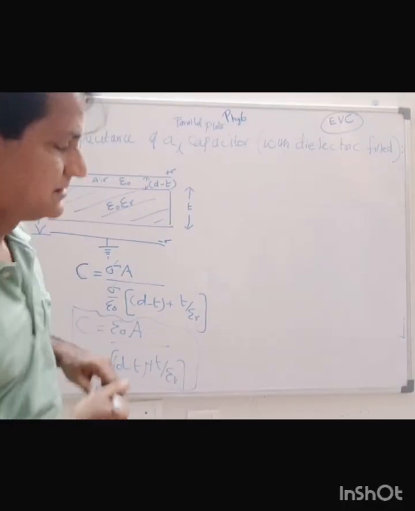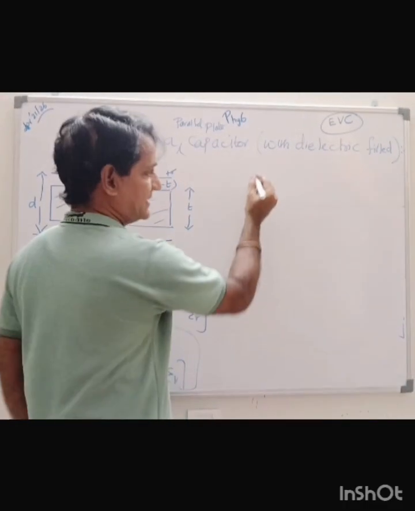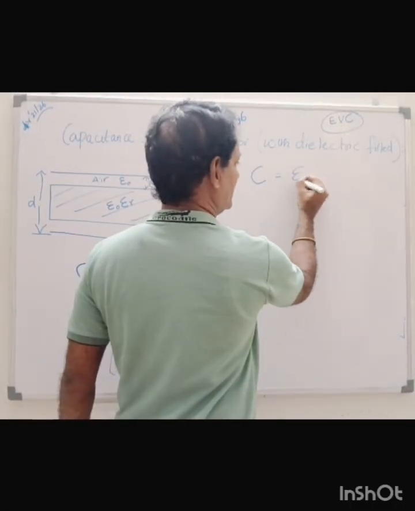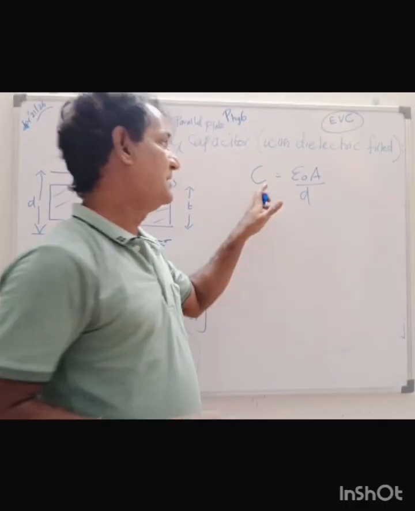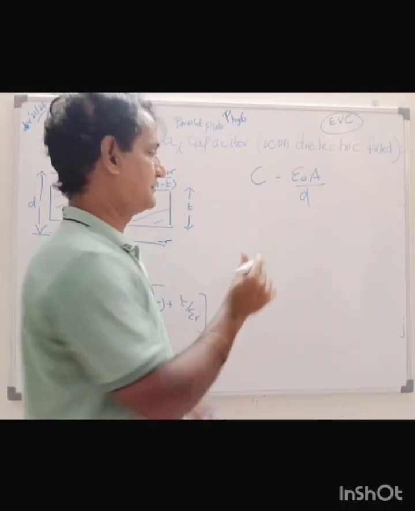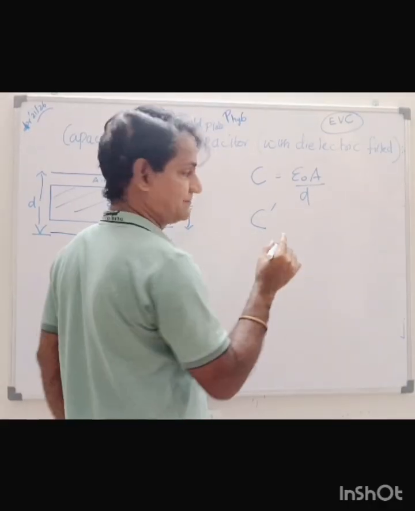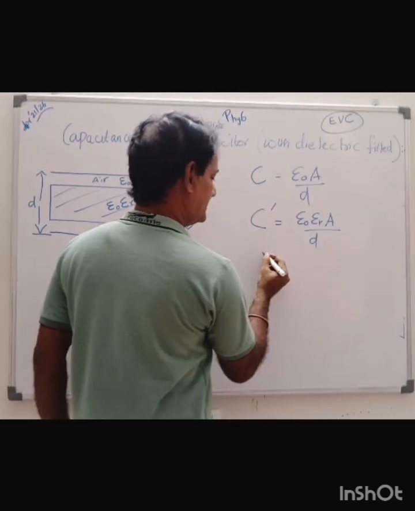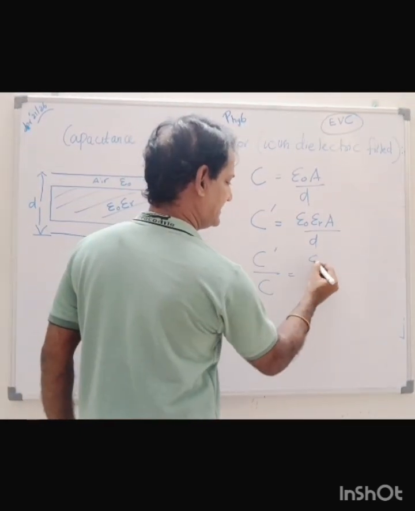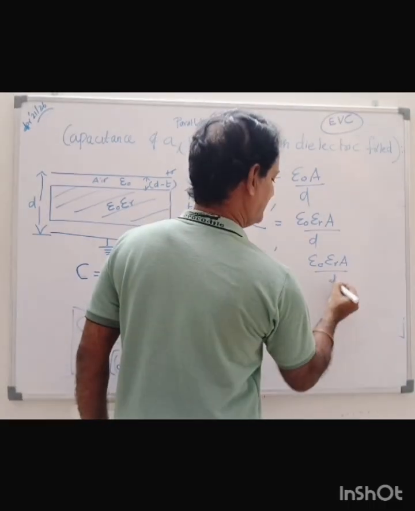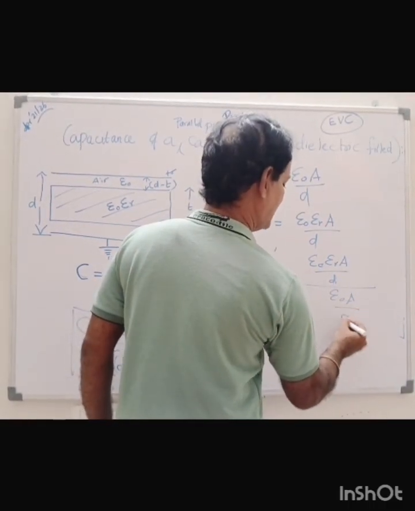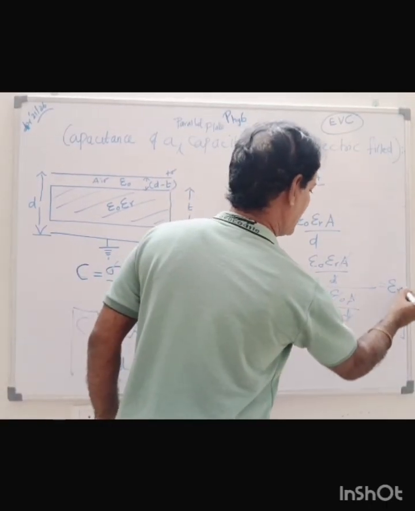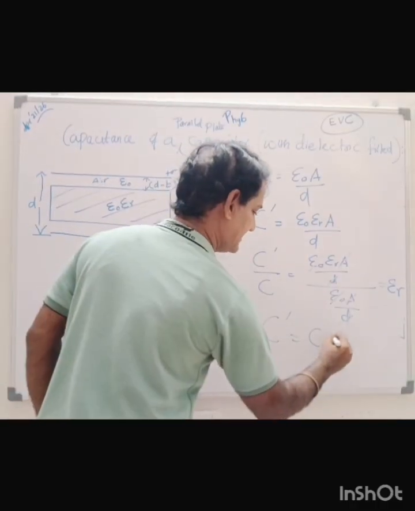There is a small formula. We know that the capacitance of a parallel plate capacitor with air field is C is equal to epsilon naught A by d. But the capacitance with dielectric field is C dash is equal to epsilon naught into epsilon r A by d. Now dividing C dash by C, we get epsilon naught epsilon r A by d divided by epsilon naught A by d. So epsilon naught, A, d cancel, and we get epsilon r. So C dash is equal to C into epsilon r.